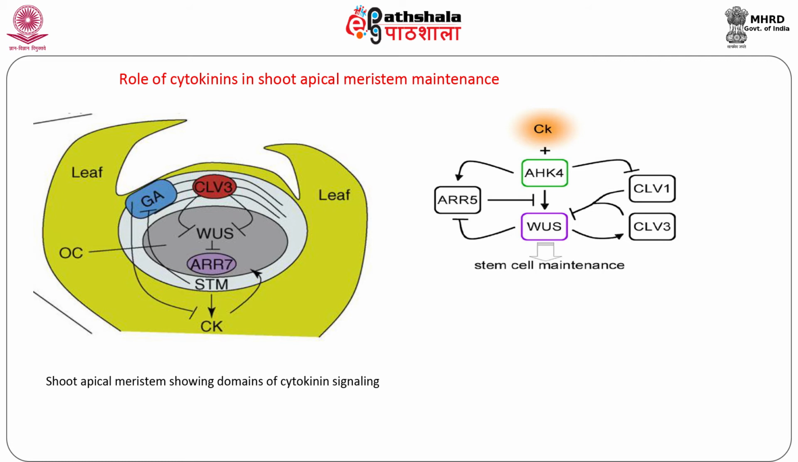The Wuschel protein in turn inhibits ARR5 and ARR7, both of which represent type B response regulators. Hence, the cytokinin signal is modulated by Wuschel. Another protein, clavata, which is expressed in the region above the organizing center, restricts Wuschel expression by inhibiting its expression in this region. Cytokinins can also induce new meristems from differentiated cells.